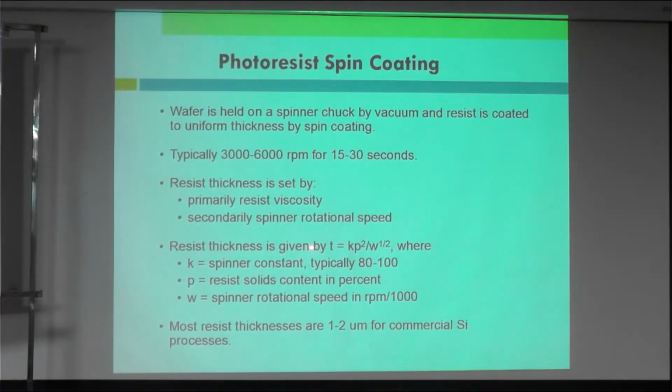Resist thickness is given by T equals K P squared divided by the square root of W, where K is the spinner constant, typically 80 to 100, P is resist solid content in percent, and W is the spinner rotational speed in RPM. So most resist thicknesses are 1 to 2 micrometers for commercial silicon processes.